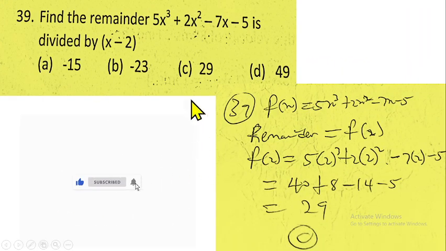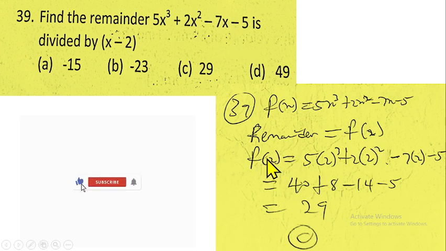Question number 39 is from polynomial, and that is remainder theorem. Find the remainder of this polynomial when it is divided by x minus 2. It's quite simple as well. Instead of using the long division method to divide this and get the remainder, there's a shortcut. The remainder of this polynomial is f of x where x is equal to 2. So f of 2, if you put that into this, will give us the remainder.